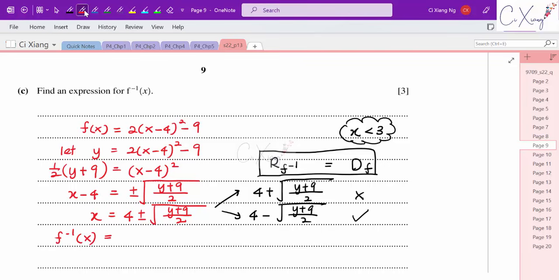So the correct inverse function will be 4 minus, and I will change all the function in terms of x, so I have x plus 9 divided by 2. This is how we get the inverse function for the function f.